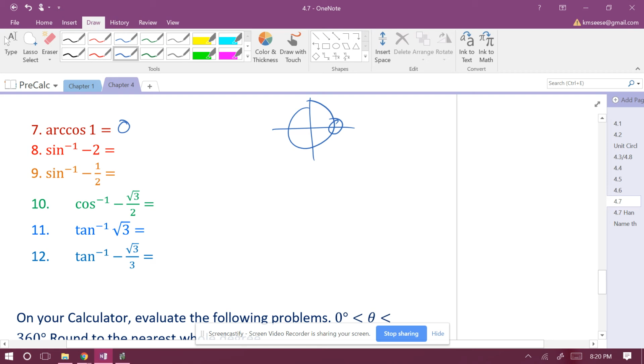Sine inverse of negative 2 is really saying, where is my sine value negative 2? Well, here's the deal. When we limit the domain of sine to give us answers from negative pi halves to pi halves, the domain of sine inverse is negative 1 to 1. So when I go to plug in this negative 2, that's not in the domain of sine inverse. So sine inverse of negative 2, I cannot do. It is not in the domain. So your answer actually here.